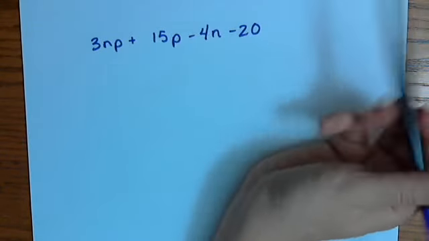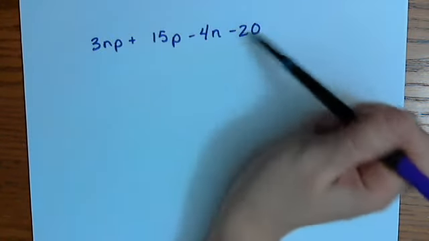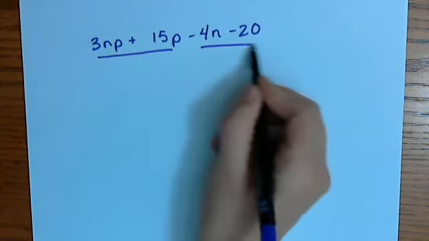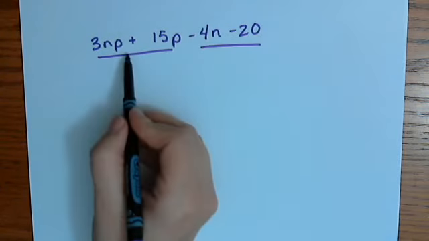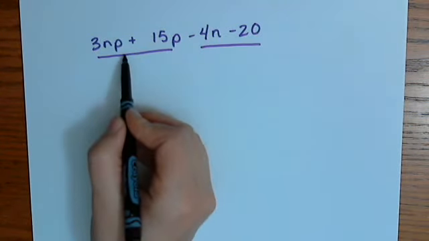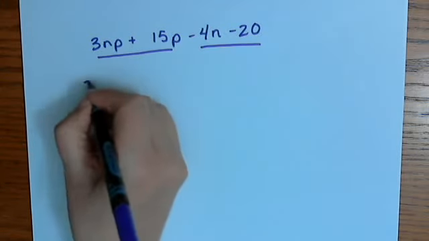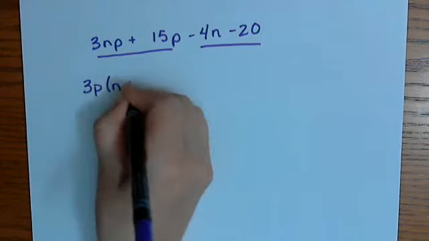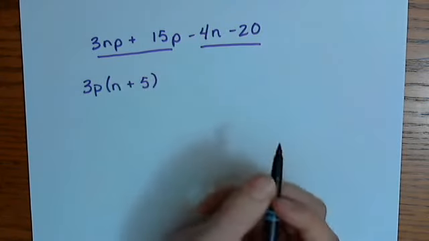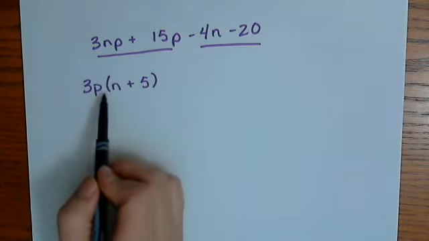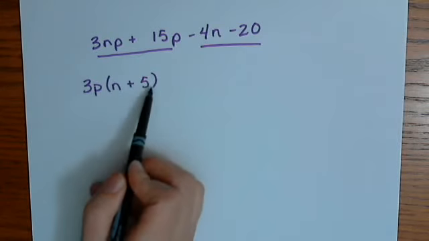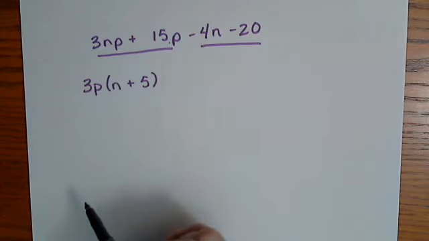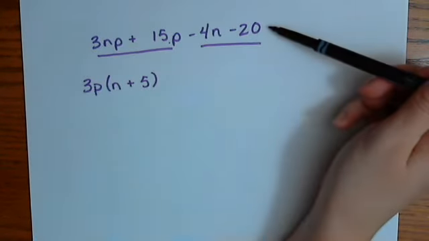Again, I don't have anything common through all 4 of my terms, so I'm going to separate it into 2 groups, like this and like this. In my first group, the common thing is going to be 3p. So I write down my GCF, 3p, and I'm left with n plus 5. Really quick multiplying through again will give me 3pn plus 15p, because 3p times 5 would be 15p. Good enough.